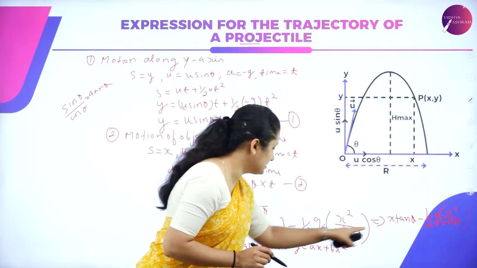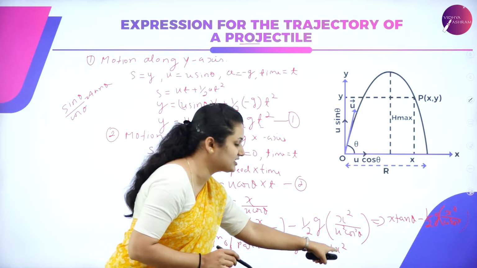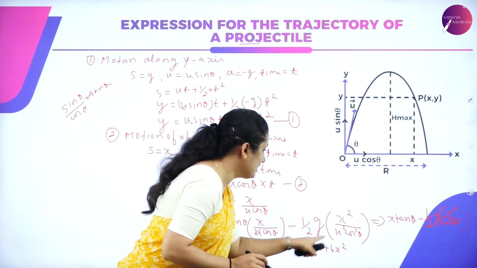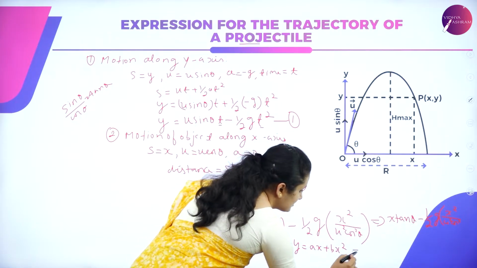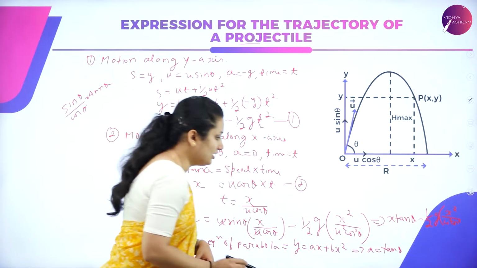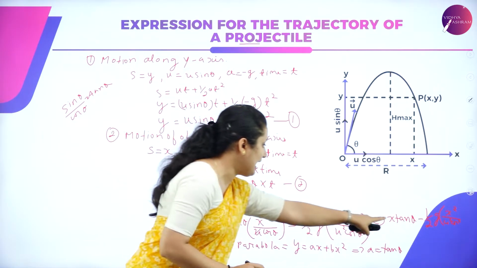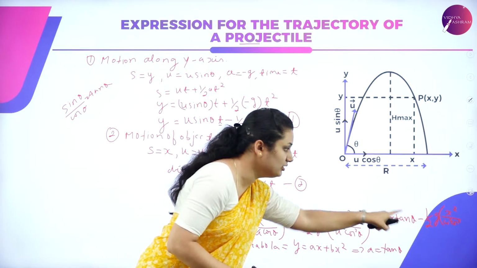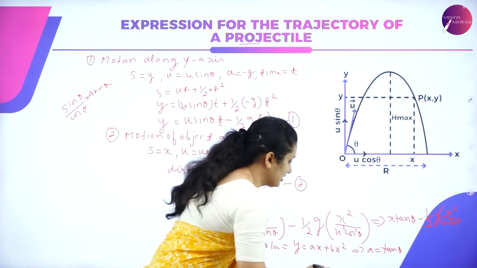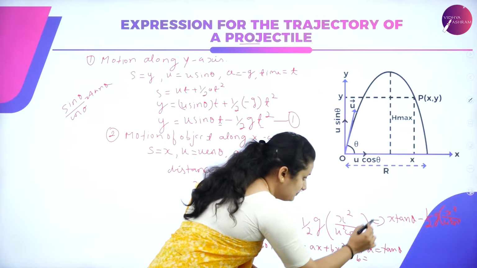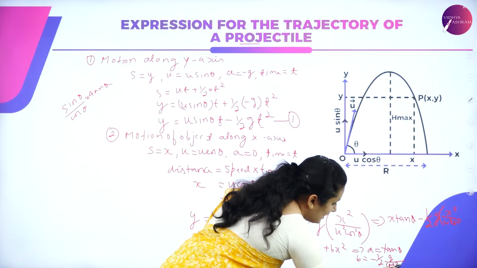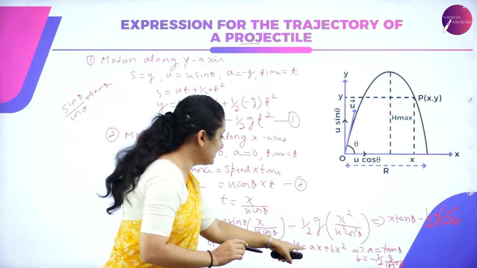Isn't this equation similar to y is equal to ax plus bx square? So a here is what? a is nothing but your tan theta, because x is what is remaining. a is equal to tan theta. bx square, x square is there. What is b here? Then b is equal to minus half g by u square cos square theta. So this is the equation of parabola.